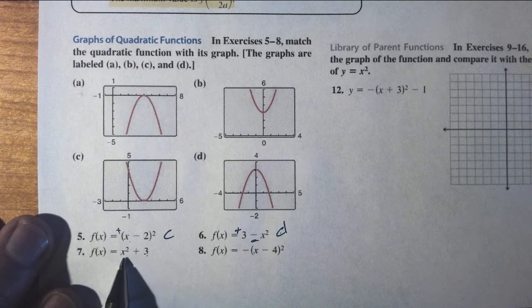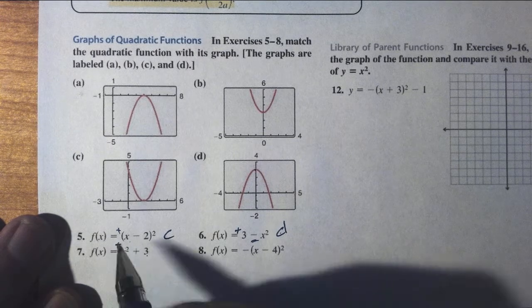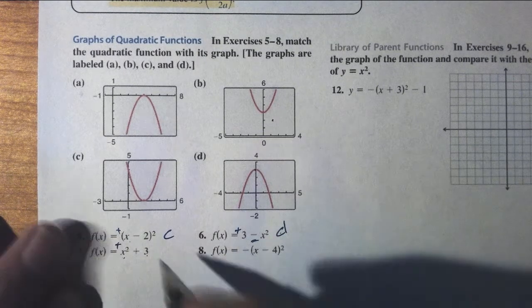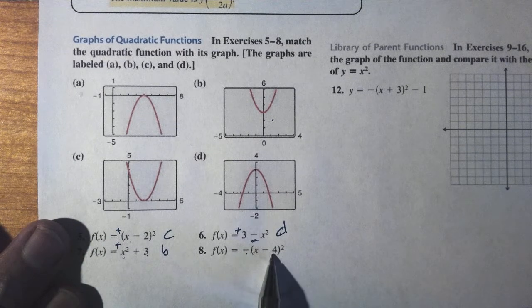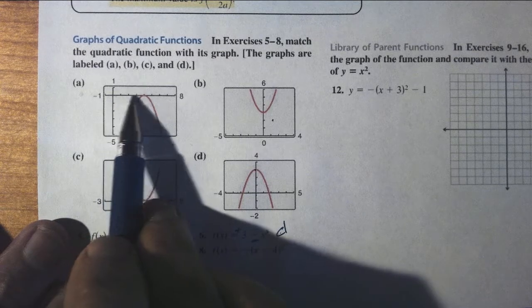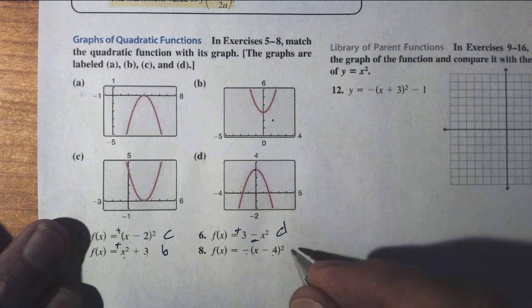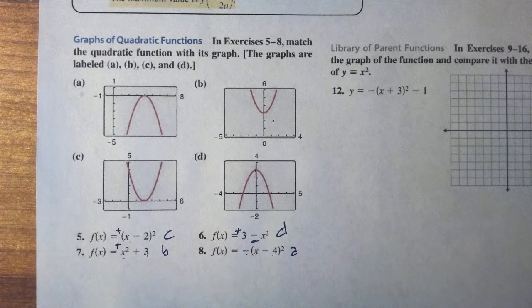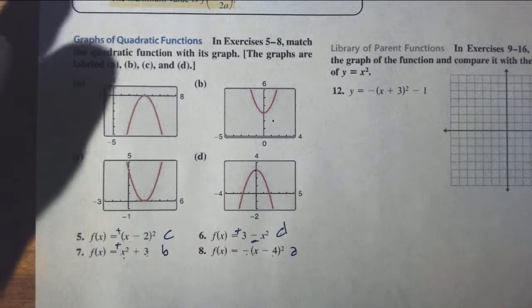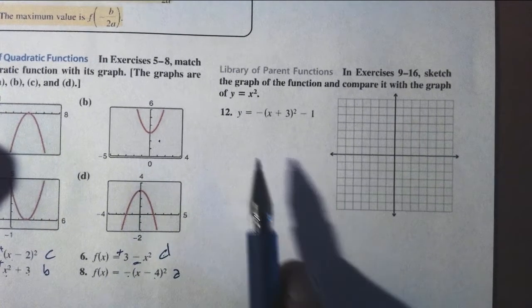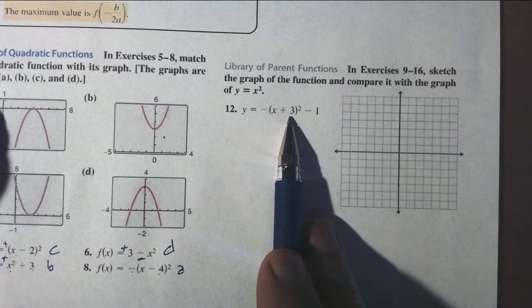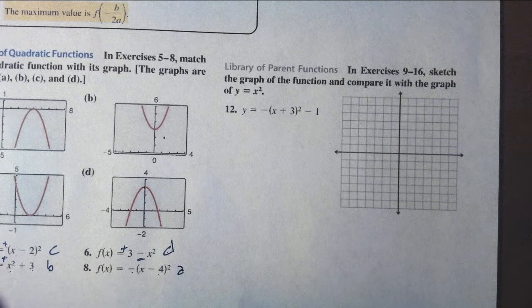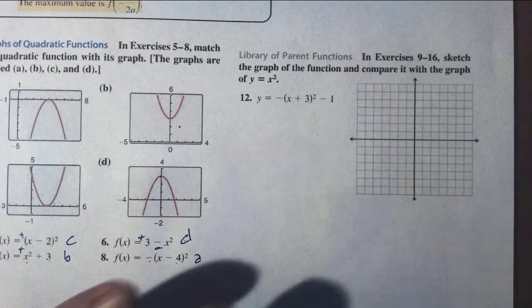Shifted up 3, but not right or left, and it opens up. B. Upside down, but right 4. Right 4, upside down, A. That is a skill I hope you become absolutely excellent at. All right, once we become good at that, and we have a quadratic in standard form, we can graph these things instantly, including how fast they grow or how steep they are.